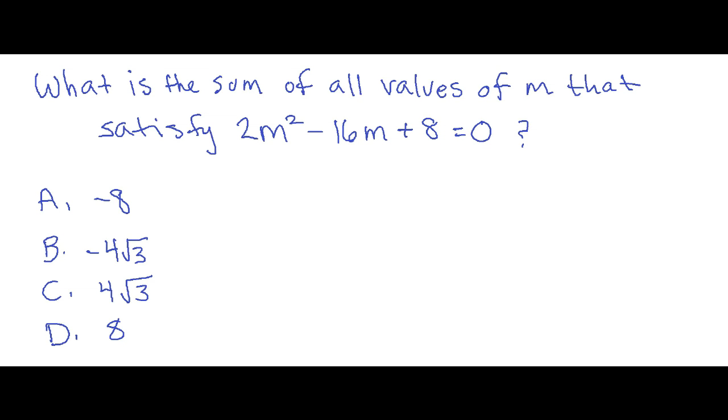It asks us, what is the sum of all values of m that satisfy the equation 2m squared minus 16m plus 8 is equal to 0? Now you might think to yourself, oh, that's great. I'll just factor it. I'll solve for both the solutions and I'll add them together. So my first step might be to divide a 2 onto all of this. And I'd be left with m squared minus 8m plus 4.